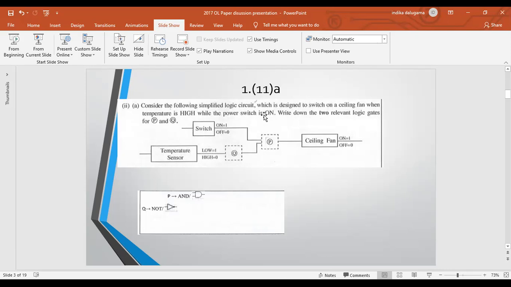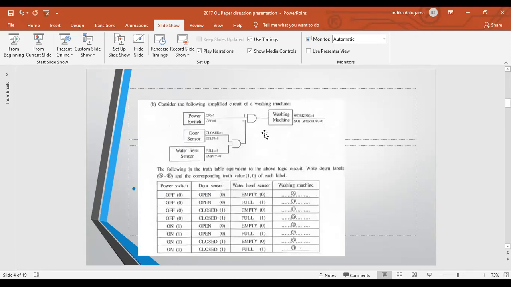When both inputs become 1, the output becomes 1 in the AND gate. So P is AND gate. Let's move to B. Consider the following simplified circuit of a washing machine. Here's a washing machine, and here you can see it comes from two AND gates.